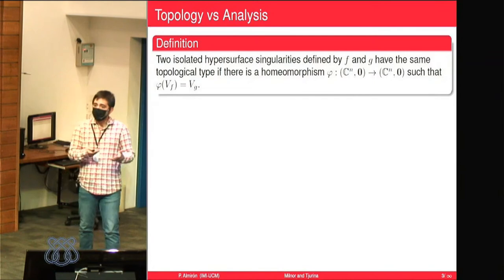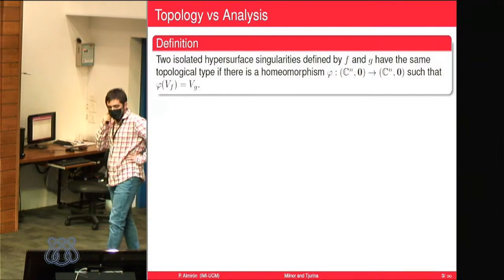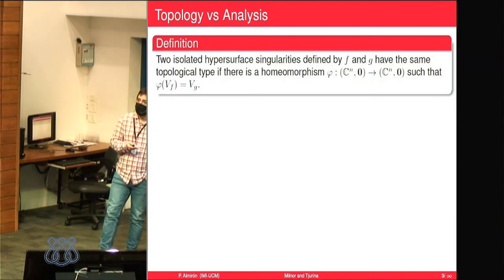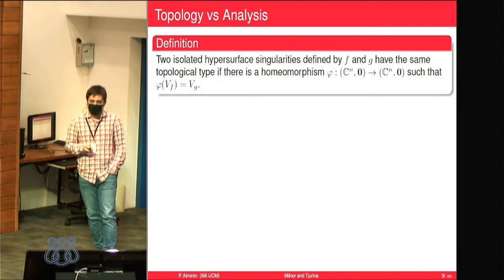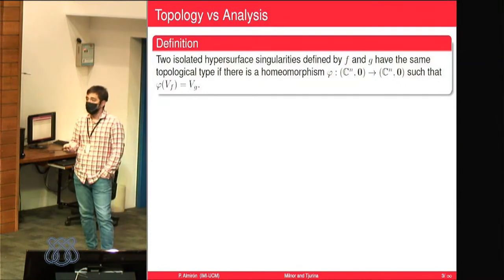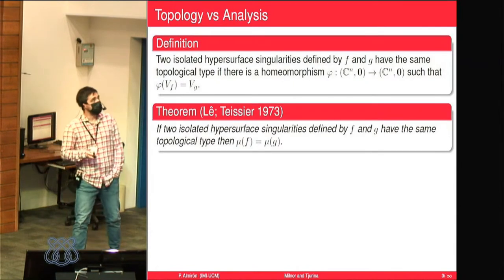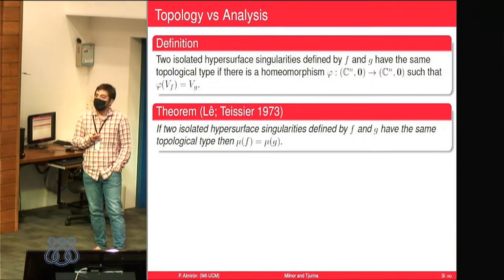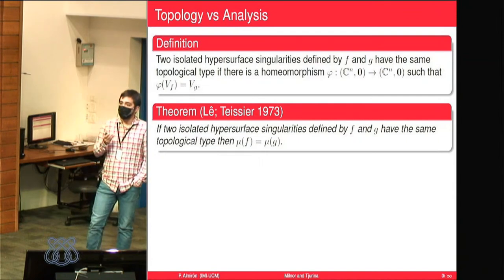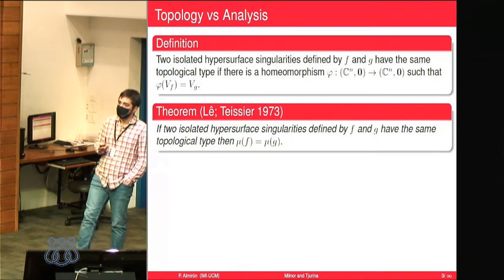So let us define what is a topological invariant. So for us, two isolated hypersurface singularities have the same topological type if there is a homeomorphism from C^n to C^n such that the set of zeros of f goes to the set of zeros of g. And from this definition, Lê and Teissier prove that if you have two isolated hypersurface singularities with the same topological type, then the Milnor number is the same. So this is for us what we mean by to be a topological invariant.